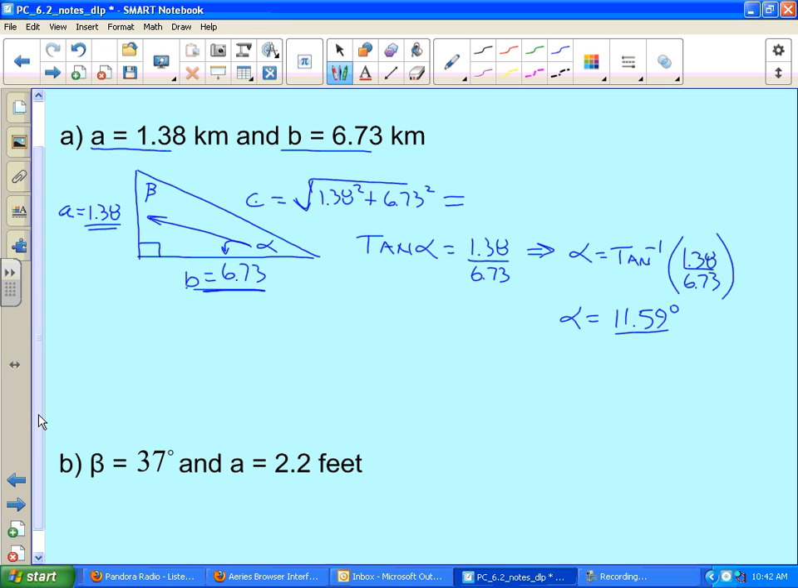Okay, in order to use a sine or cosine or tangent to find C, I need one of these two angles first. I need alpha or beta first. I have both. So you found alpha is 11.59? Yeah. Okay. Let's finish off with just doing Pythagorean. A squared plus B squared equals C squared, for a right triangle.